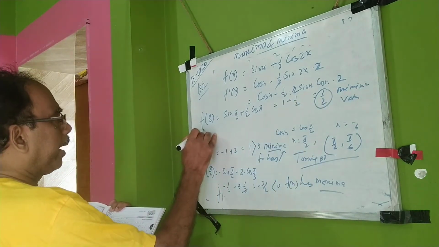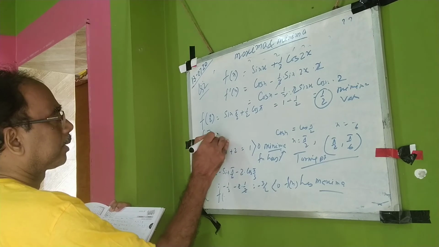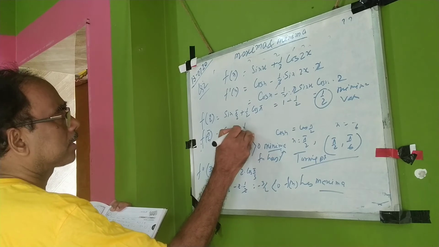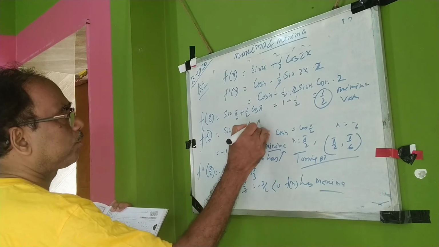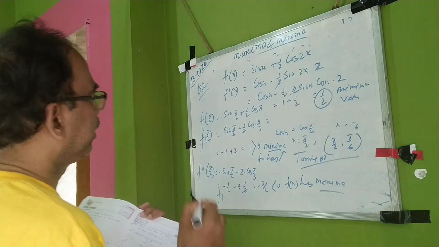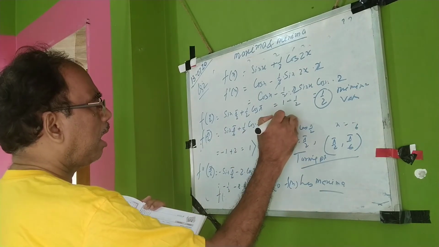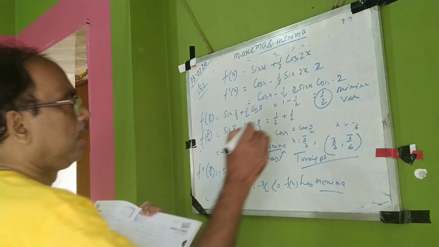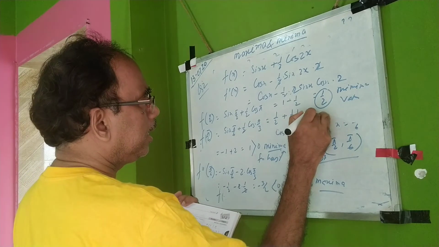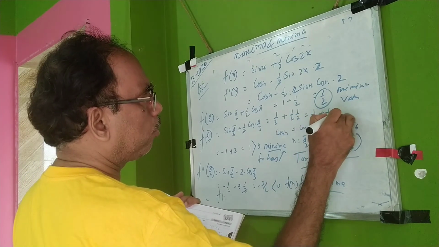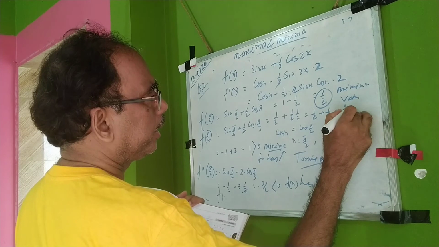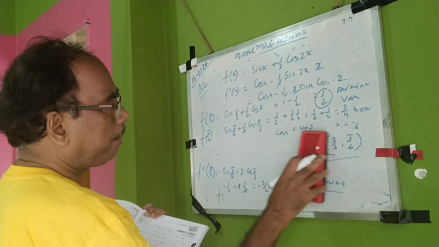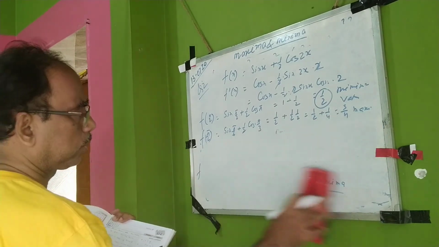To find the maximum value, f pi by 6. Put it here: sin pi by 6 plus half into cos 2 into pi by 3. Sin 30 is half, plus half into cos 60 is half. That is half plus 1 by 4. That is 3 by 4, the maximum value. So local maximum and local minimum we got.